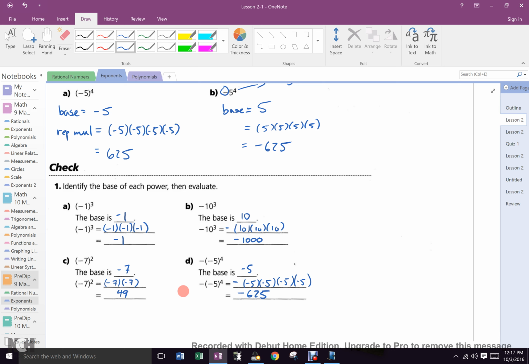Now here is what I mean by it causing problems. -7 squared, -7 squared. What is the first answer?